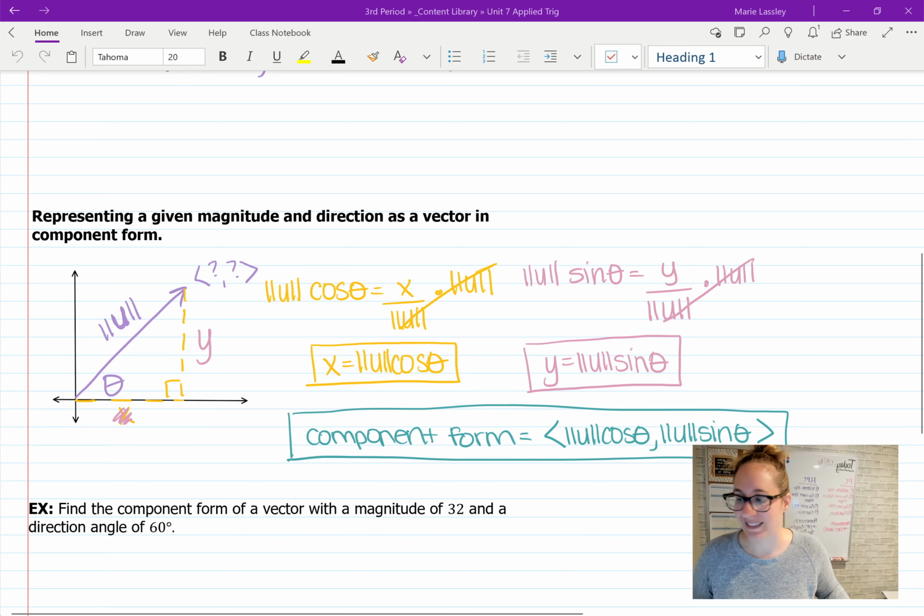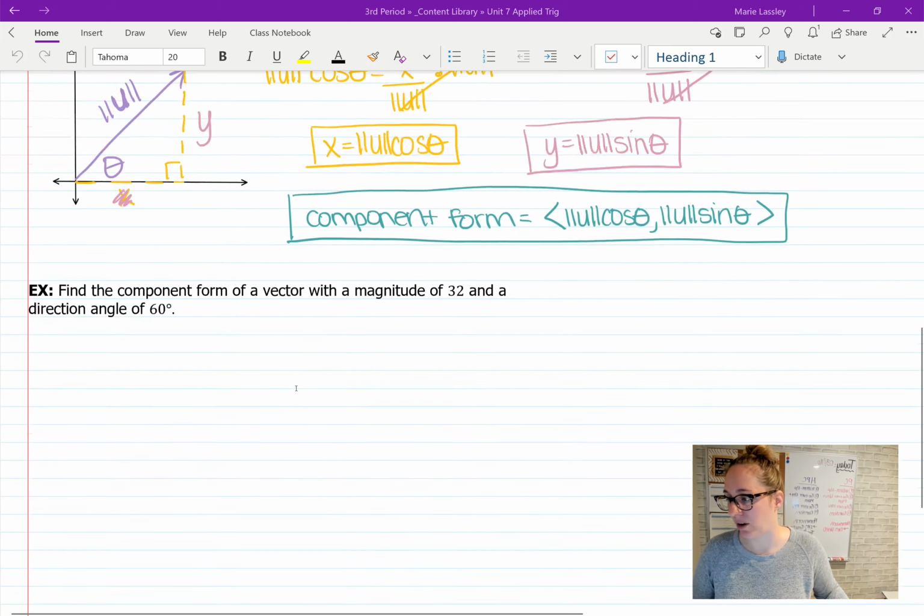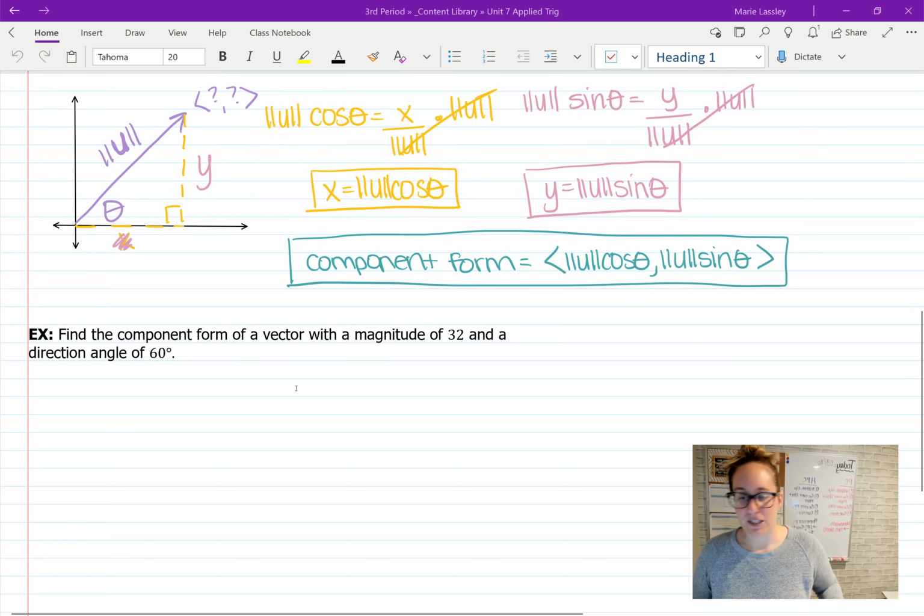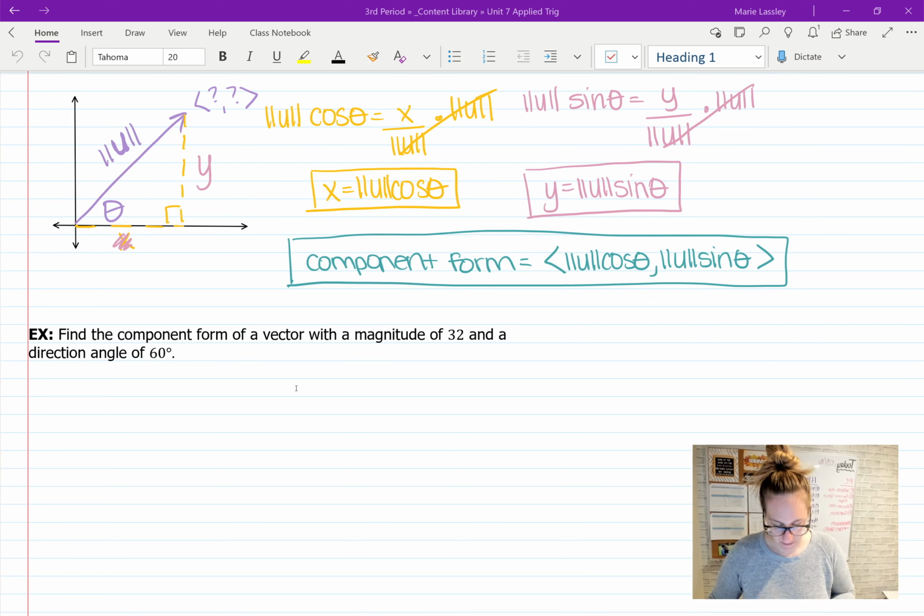All right, so now we're going to do an example of that one just so you can see how it goes. It says find the component form of a vector with magnitude of 32 and a direction angle of 60 degrees. It doesn't matter what you call this vector. You can give it whatever name you want. I'm going to be boring and just call it u because it's easy. So magnitude of u equals 32, and my direction angle is 60 degrees.